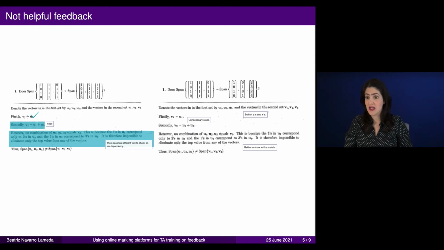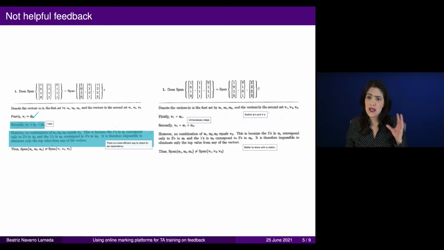So comments like "Nope. There is a more efficient way to check linear dependence," but this comment is not helpful for many reasons. Telling them that there is a more efficient way would tell the student, what you did is okay, but you could do it more efficiently, but this is not the case. The explanation is not correct, even though the final answer is.